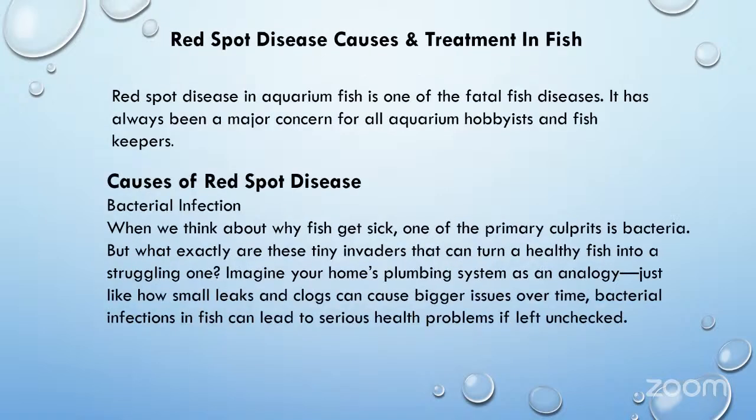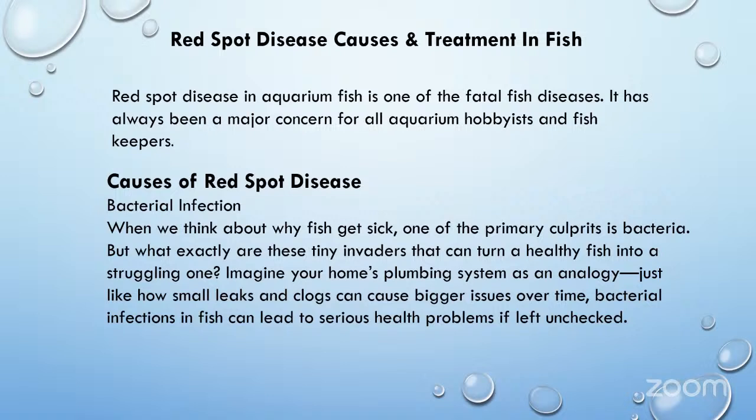The next disease is red spot disease. Now, what are the causes? Red spot disease in aquarium fish is one of the fatal diseases. It has always been a major concern for all aquarium hobbyists and fish keepers. Now, what are the causes for this disease? The first is bacterial infection. When we think about why fish get sick, one of the primary culprits is bacteria. But what exactly are these tiny invaders that can turn a healthy fish into a struggling one?